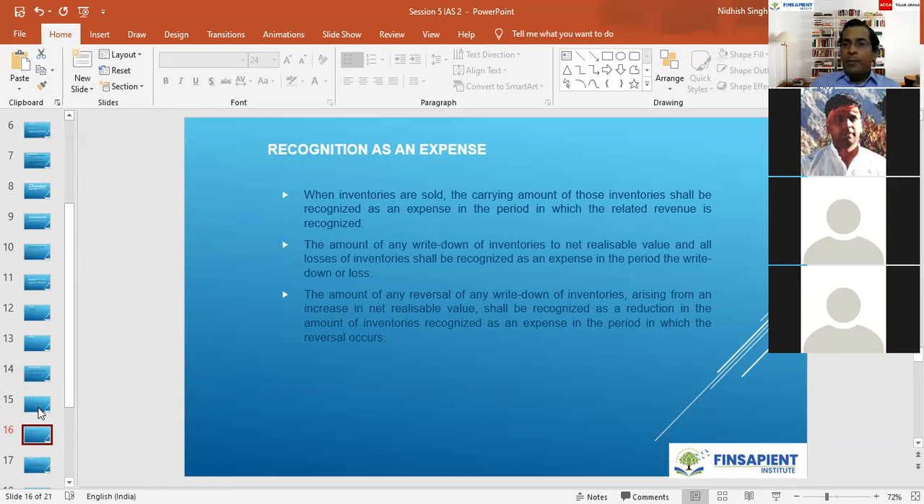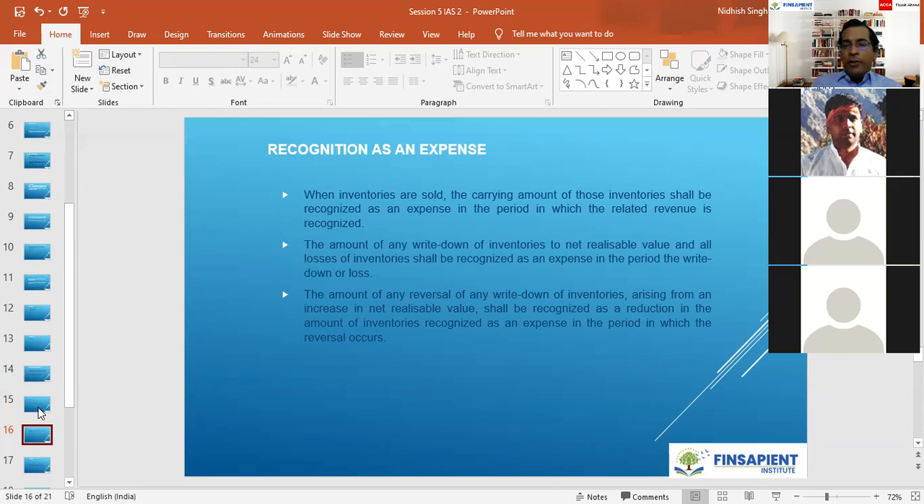So though we have been recognizing the cost for the inventory so far, and that cost or the expense is capitalized so that we have inventory value. But when the inventories are sold, all that carrying amount is expensed out, and that is called actually COGS. It's not a pure expense actually. It should be said cost of goods sold. So revenue minus cost of goods sold, the gross profit. So that COGS is your carrying amount of the inventories which is sold.